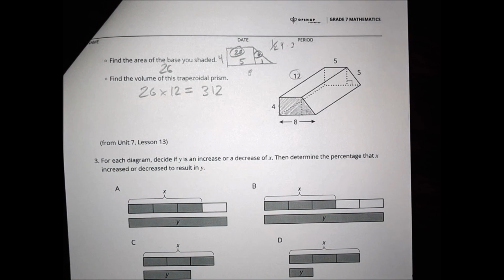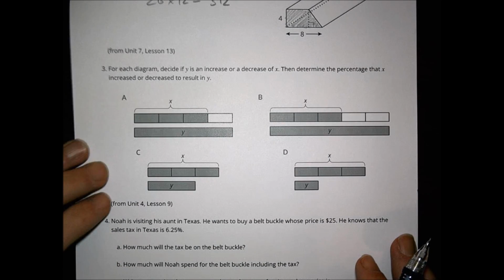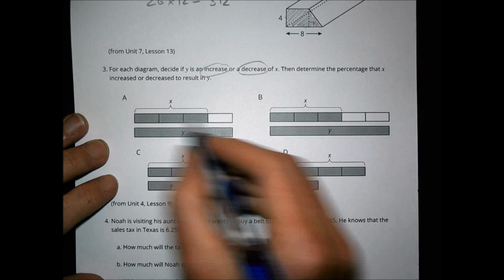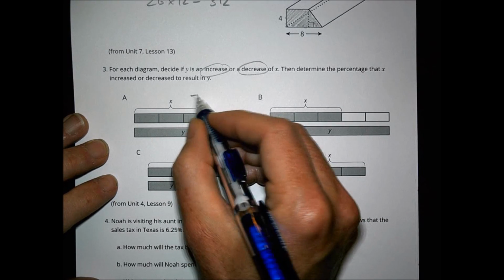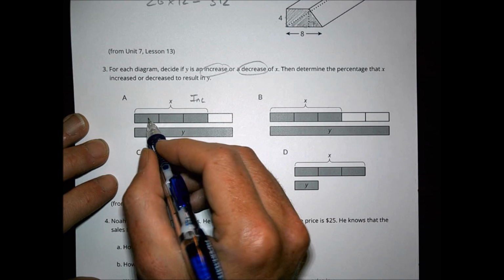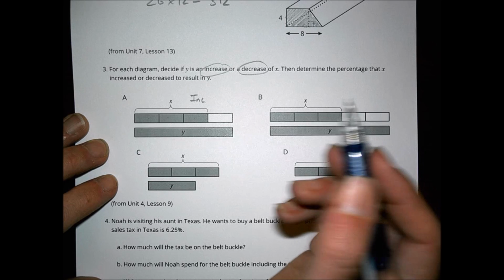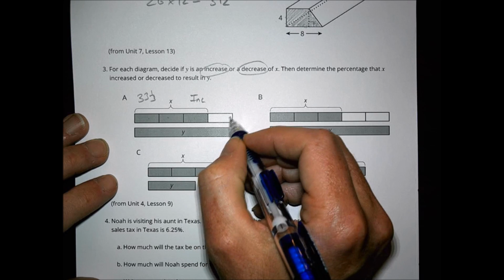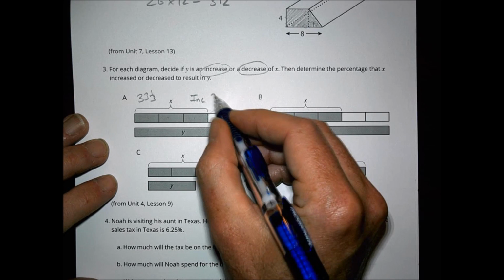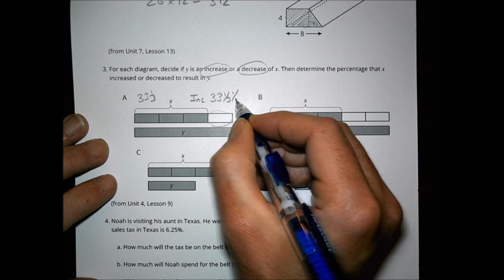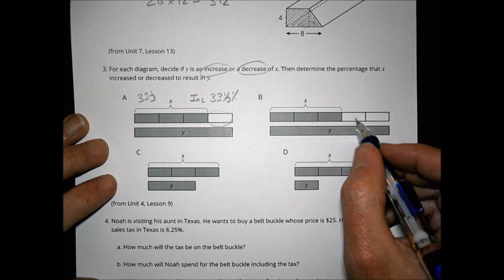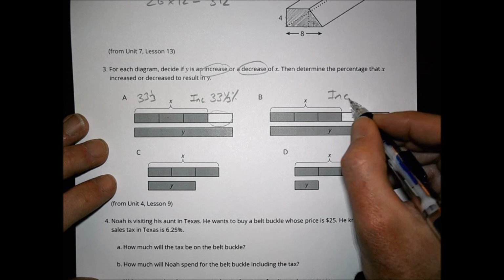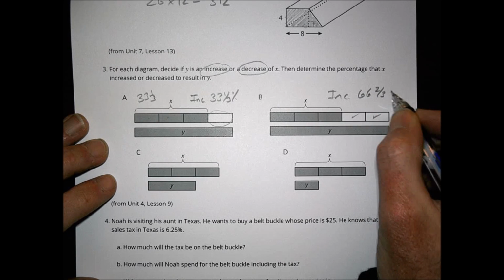Cool. And moving down here. Decide if it's an increase or decrease and determine the percentage. Alright, so we can see that it's getting larger, so that's going to be an increase there. Each one of these is about 33%. And again, it's about 33 and a third percent. So because it's increasing by one more of the thirds, we would say it's a 33 and 1/3% increase. Here, we can see it's increasing by two of those. So we would say that that's going to be an increase, and it's probably about 66 and 2/3% increase.